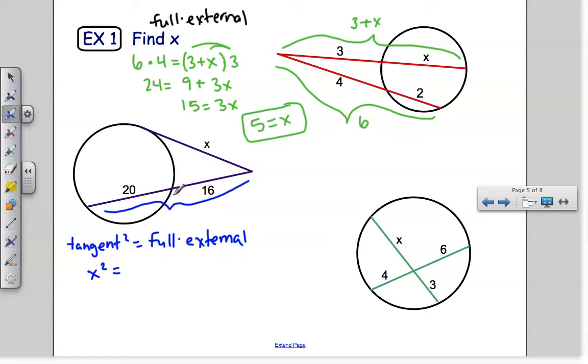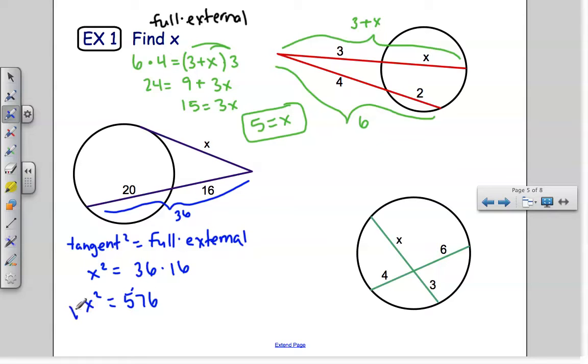For that secant, the full thing would be 20 plus 16. The full length is 36 then, right? Times the external part, or the outside part of the secant, is 16. x squared equals, what is 36 times 16? It's 576. And now, this is x squared.